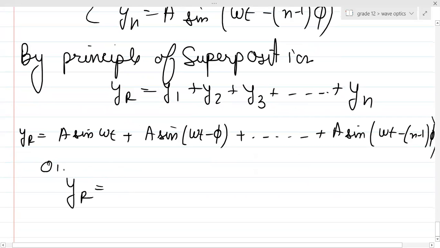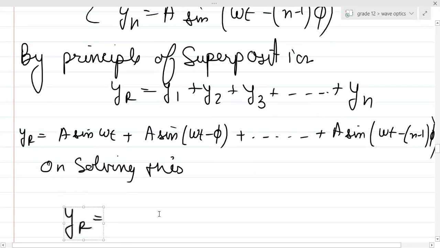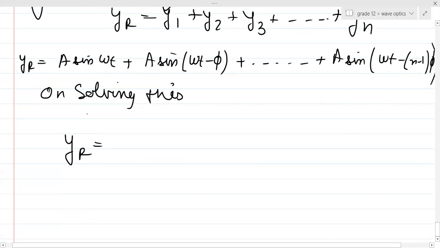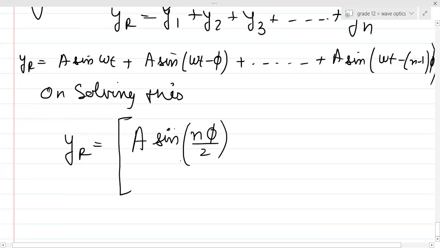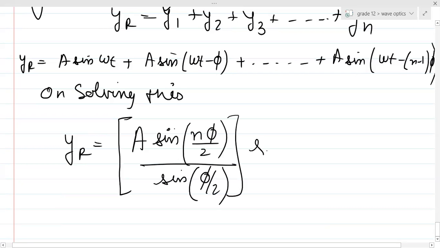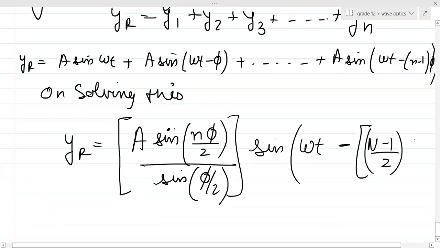When you apply maths and solve it, on solving this, we get, you don't need to remember this, don't worry, yr, the resultant displacement, is equal to a sine of n phi by 2 divided by sine of phi by 2, into sine of omega t minus n minus 1 by 2 into phi.